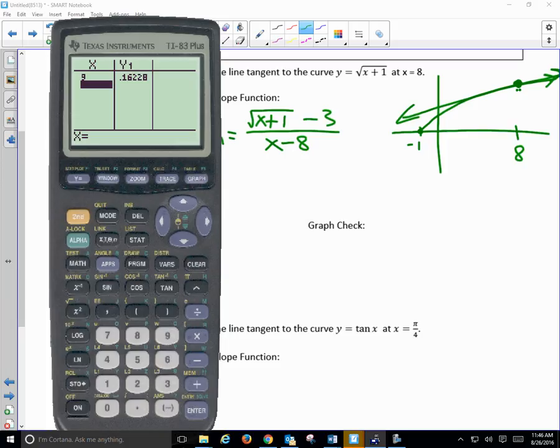Well, would you like to get closer than 9? What's something closer than 9? So like 8.5, 0.16441. Let's get closer than that. 8.1. Let's get closer than that. 8.01. Get closer than that, 8.001. Now, watch what happens if I actually plug in 8.